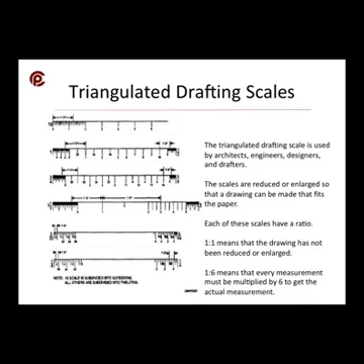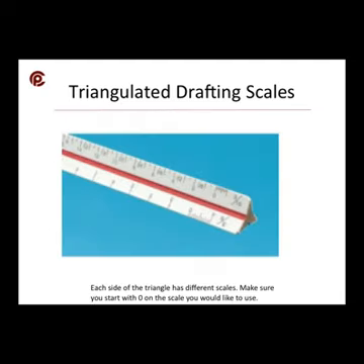The triangulated drafting scale is used by architects, engineers, designers, and drafters. These scales can be reduced or enlarged so that drawings can be made that fit on a paper. Each of these scales has a ratio. 1:1 means that the drawing has not been reduced or enlarged. 1:6 means that every measurement must be multiplied by 6 to get the actual measurement. The triangulated drafting scale is just a triangle scale that each side of it has a different scale on it. Whatever side you use, make sure you start with the 0. So you might be measuring from left to right or from right to left. Each scale is marked on the scale.